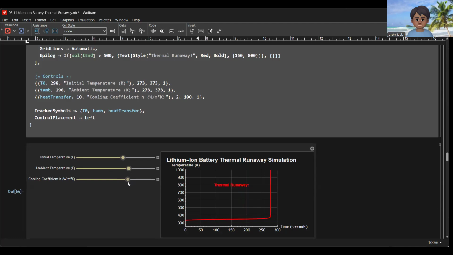So increasing the cooling coefficient, it takes a longer time period. But to decrease the time interval for the thermal runaway, we also have to increase the cooling coefficient. But if we are going to decrease this, for a short period of time there is a thermal runaway.